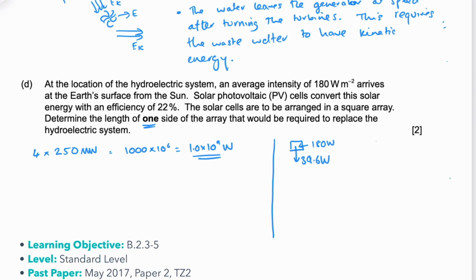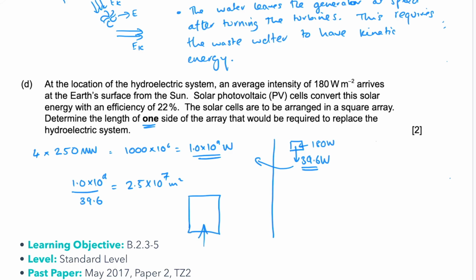So how many square meters do we need to give out that much power? Well, it's 1.0 times 10 to the 9 divided by 39.6, which gives us 2.5 times 10 to the 7 square meters. And what that looks like is this, right? The area is 2.5 times 10 to the 7 square meters.